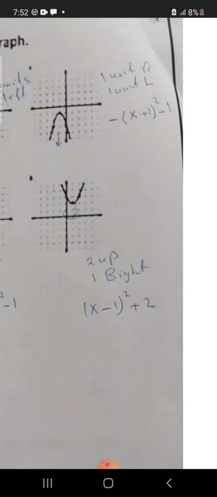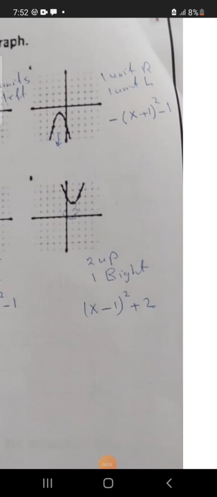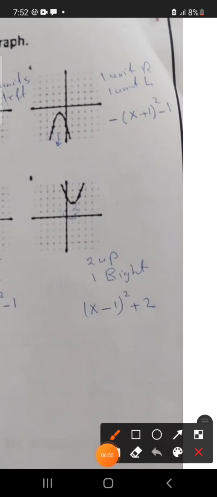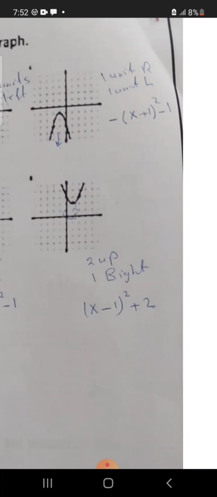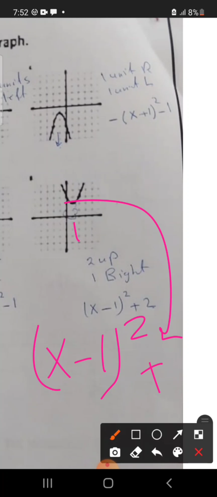What about here? I have 2 transformations. 1 right and 2 up. Okay, how can I do it? 1 right, as here +1, you put with the opposite sign x minus 1 all squared. And up 2 units, you will put 2 like it. So here +2. And that's all.